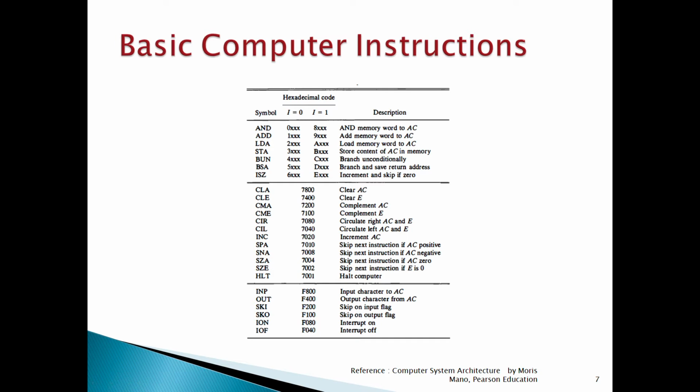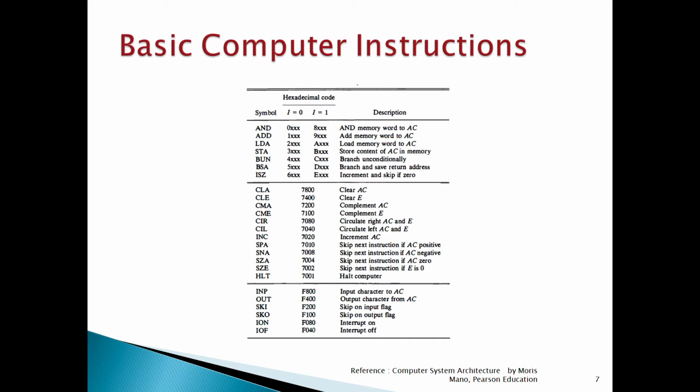Similarly, SNA will skip the next instruction if AC is negative. SZA, similarly, if all zeros are in the accumulator, then it will skip the next instruction. Then we go for SZE, that is skip next instruction if the flag is 0. These are basically the conditional jump statements, right? If accumulator is positive, then jump. If accumulator is negative, then jump. If accumulator is 0, then jump. If flag is 0, then jump. And after that there is HLT. Halt means to shut down the system, basically the computer program.